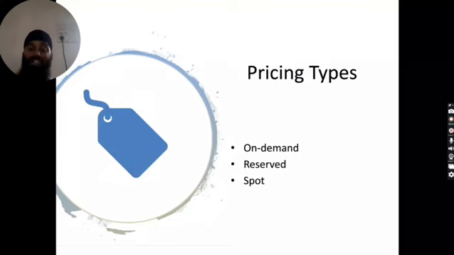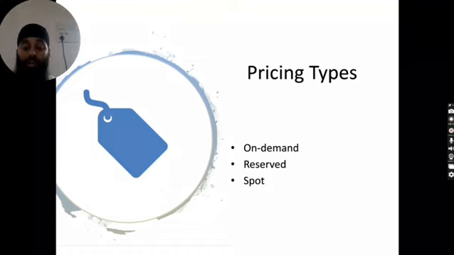Okay, so what are the pricing types? There are three types of pricing, that is on demand, reserved, and spot. What is on demand? You pay only for what you use, until you use the virtual servers. The billing will be generated on an hourly basis. And what is reserved? Reserved is where you reserve your EC2 instance or virtual servers for a longer time.